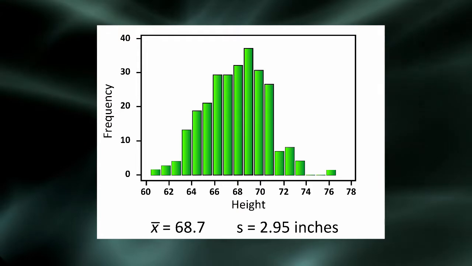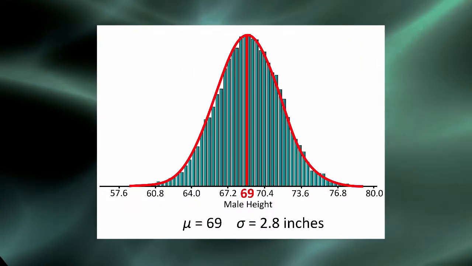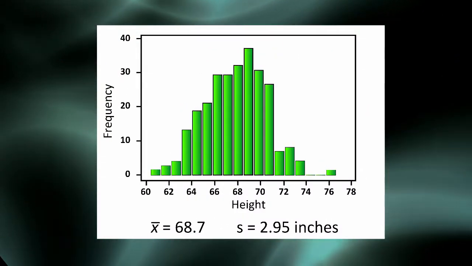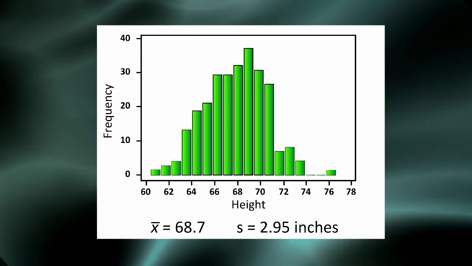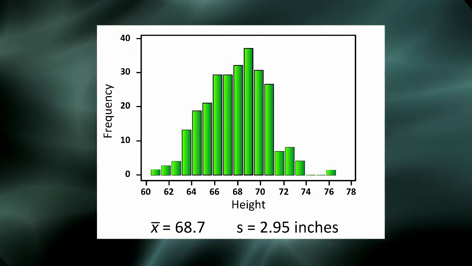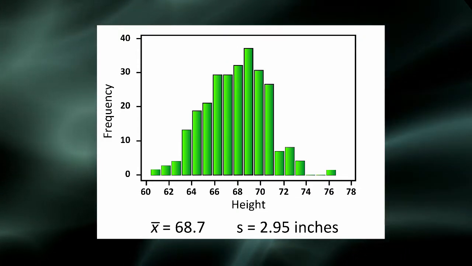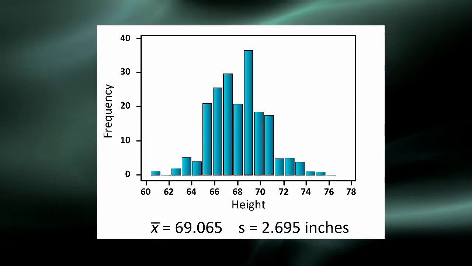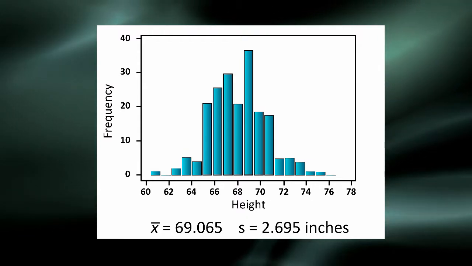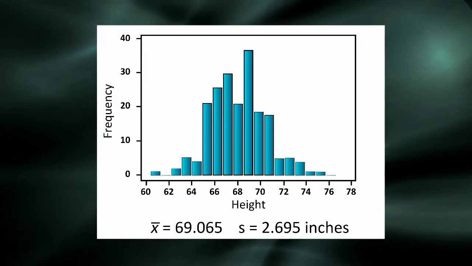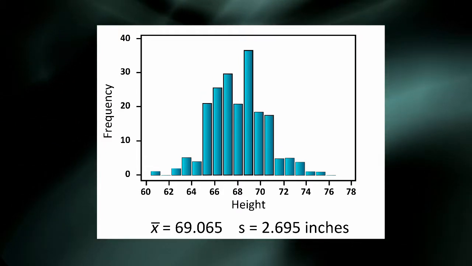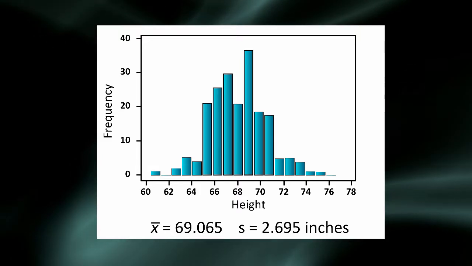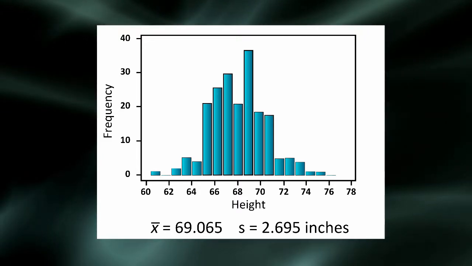Again, note that the sample results are slightly different from the population results. The histogram we created for the first sample resembles the normal distribution of the population. However, the sample mean and standard deviation are slightly different from the population mean and standard deviation. Let's take another sample of 200 males, displayed here in sample 2. The sample mean is 69.065 inches, and the sample standard deviation is 2.659 inches. This example again demonstrates sampling variability.